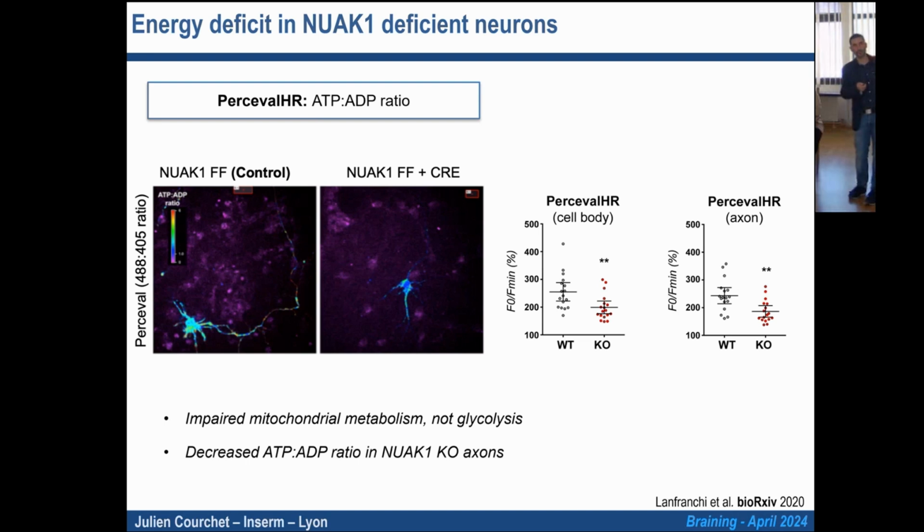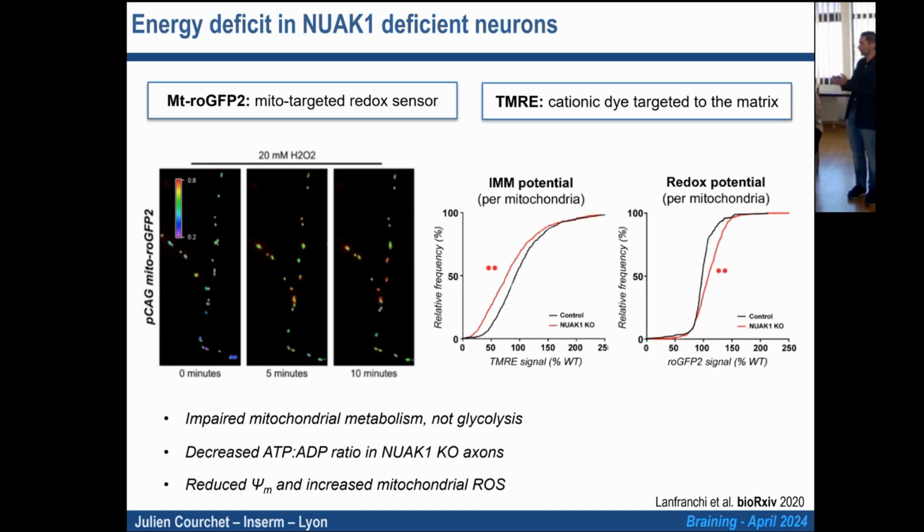Why the connection with axon? Then we use biosensors. We use Perceval, where you can see what is happening at the scale of the axon, and you can couple that with knockout neurons, and you compare, and then you would see that not only you have a reduction of ATP-ADP ratio in the soma, but also specifically something like a lack of ATP is happening in the axon.